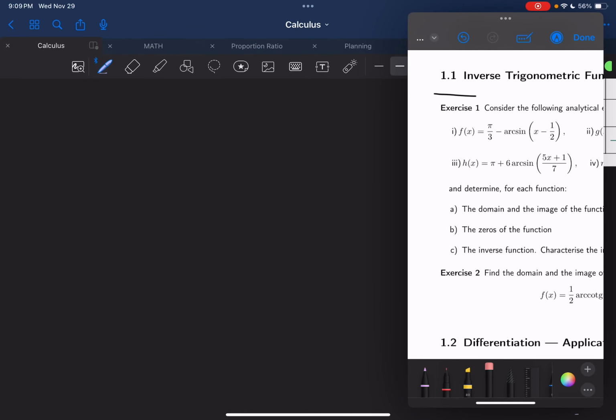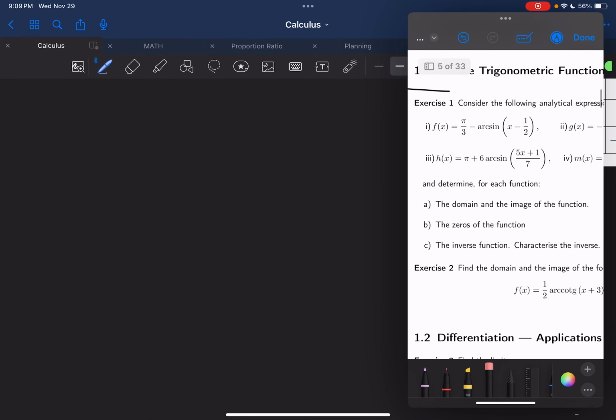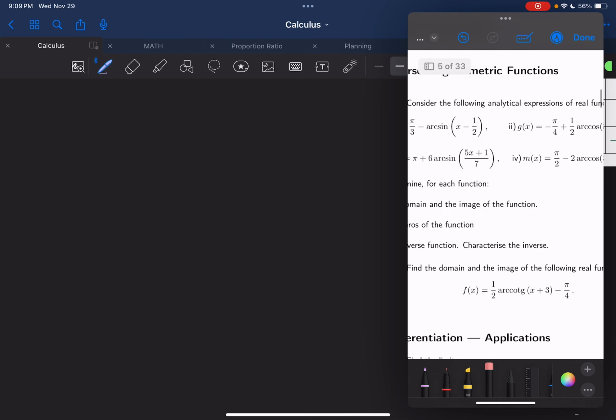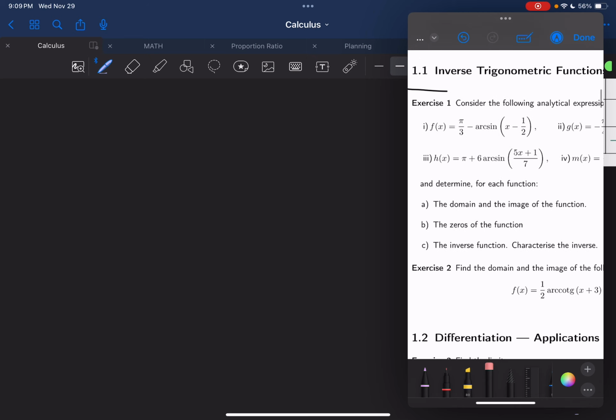Alright, so another video where I'm going to solve another problem. We are given all of these four trigonometric functions, and we want to determine the domain, find the zeros of the function, and then find the inverse of the function.